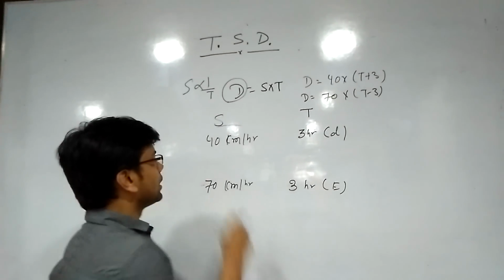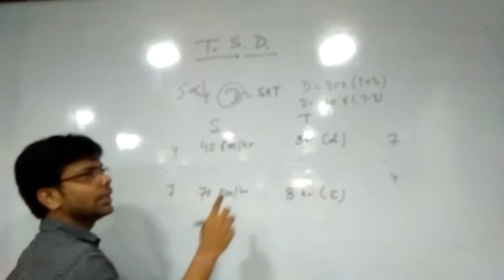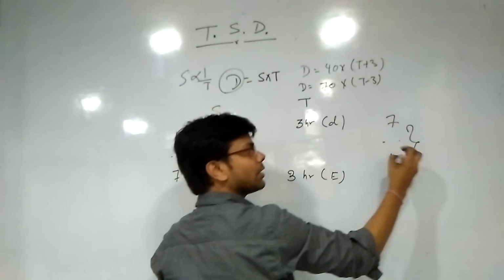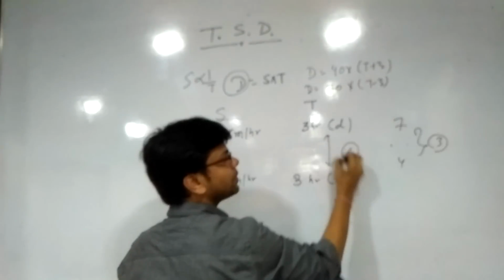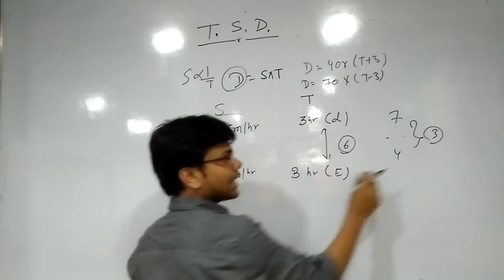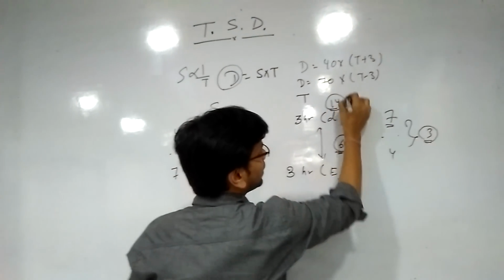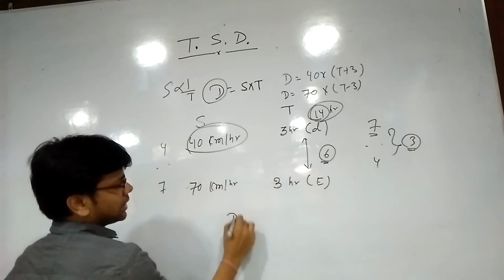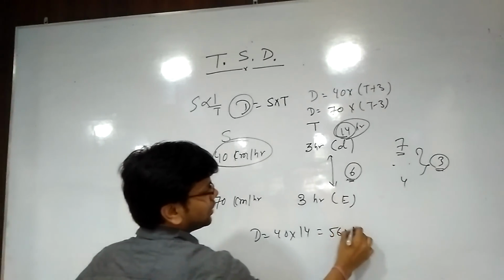Now use the ratio method. The speed ratio is 4:7, so time ratio is 7:4. Just reverse. Your speed is 4:7, so time will be 7:4. What is the gap? 7 and 4, the gap is 3. Here the gap is 6: delay 3, early 3, gap is 6. So we can say when gap is 3, this one is 6. When this one is 7, this one is 14. So we have 14 hours with 40 km per hour. So distance is speed into this time, that is nothing but 560 km.